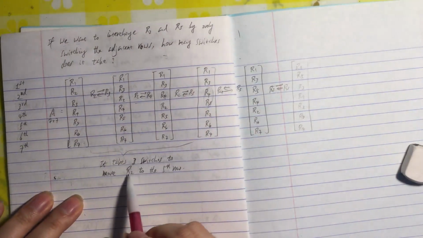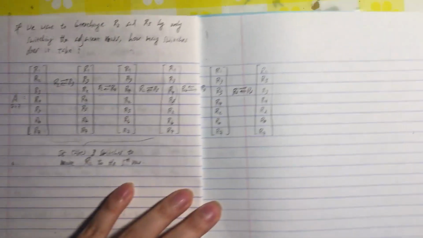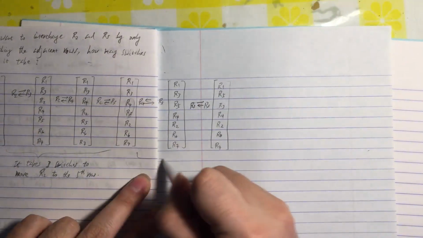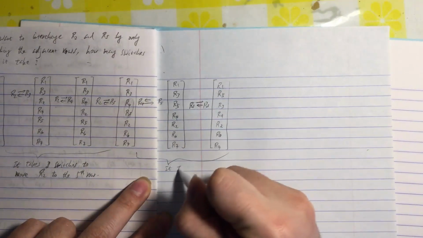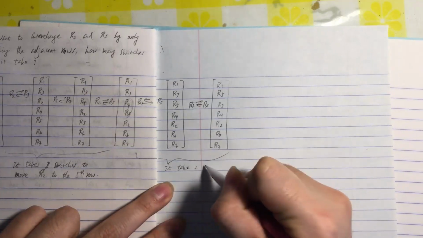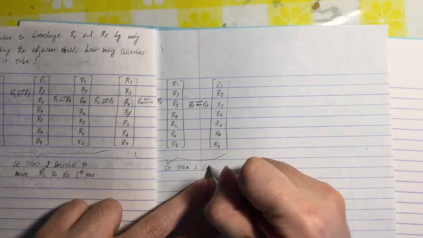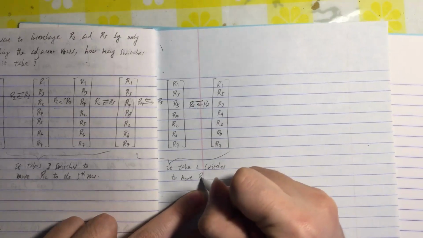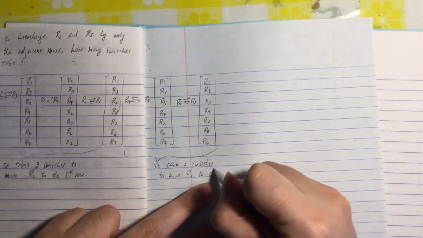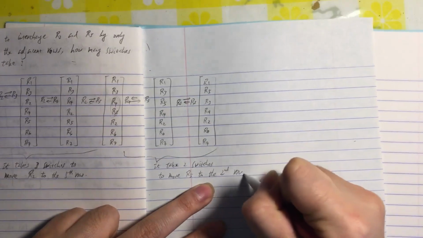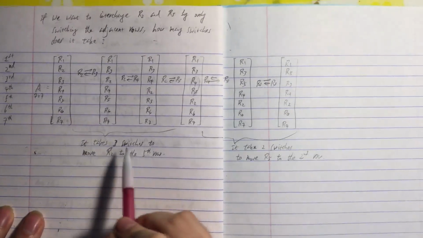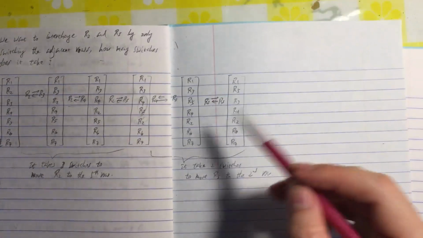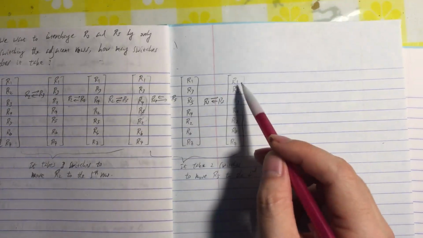It takes 3 switches to move row 2 to the 5th row. Then it takes 2 switches to move row 5 to the 2nd row.